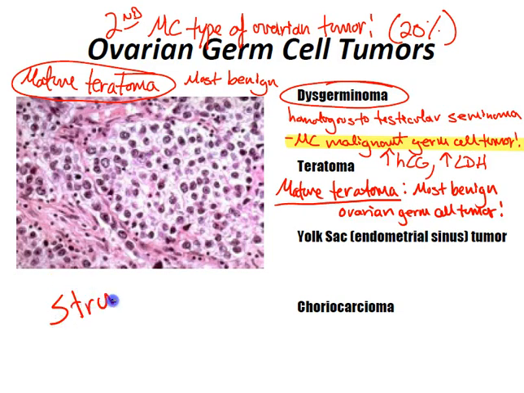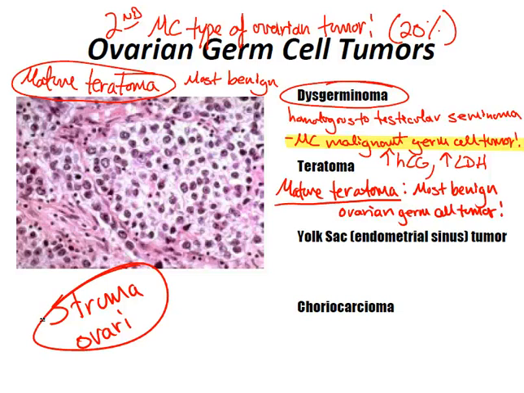Struma ovarii. And how are they going to present? If a patient presents with a unilateral ovarian mass and symptoms of hyperthyroidism, think struma ovarii, because struma ovarii is mostly thyroid tissue, which leads to hyperthyroidism.